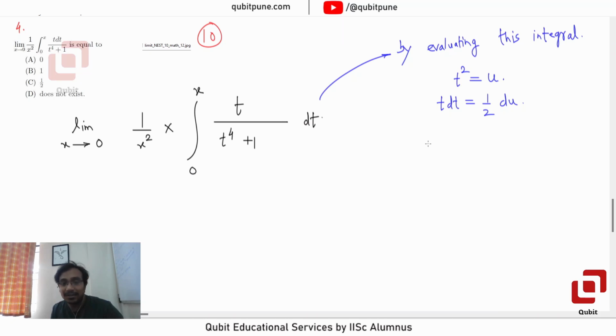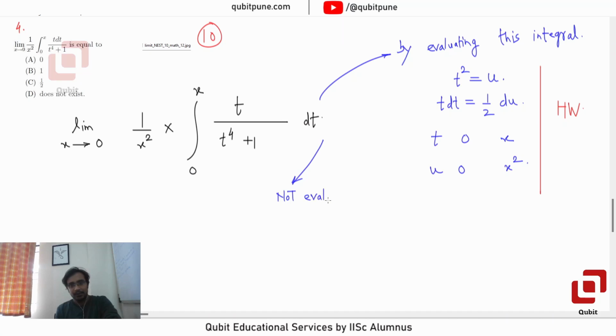Sorry, not x, t and u. t is 0, u is 0. And if t is x, what would be the limit on u? It would be x squared. And then I think its integral will be something tan inverse. So you can go for it. I'll leave this part to you. I'm going to choose the other method, which is not evaluating.